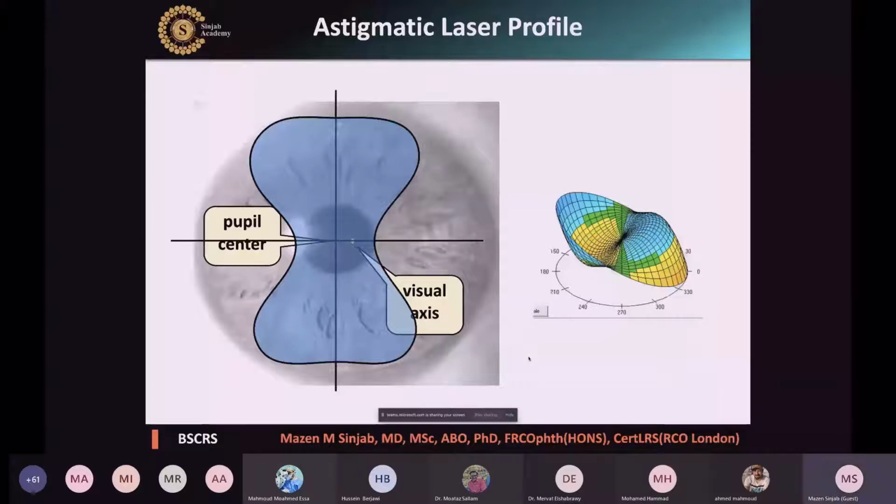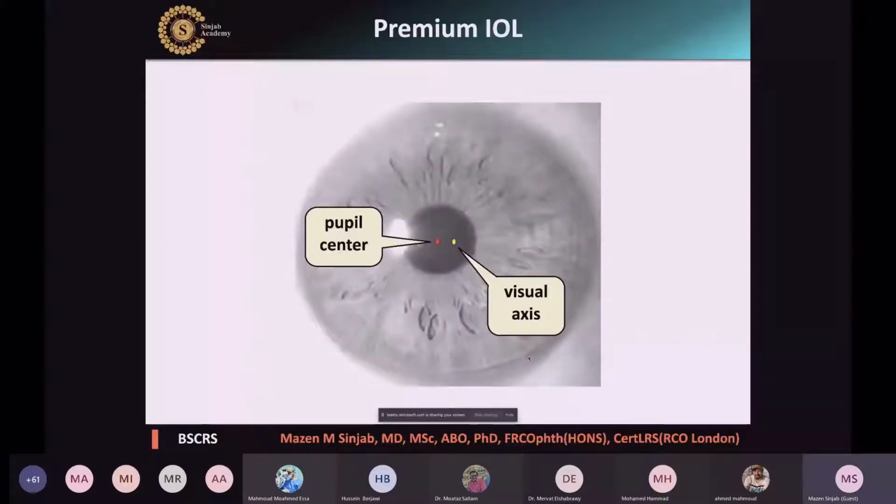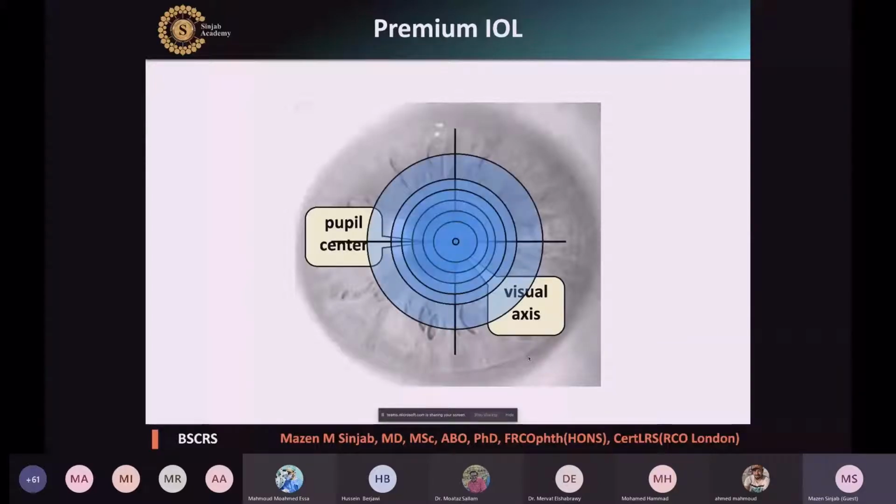For the premium IOL, when we implant it, it will take its place within the bag, and it will follow the geometric center of the bag. So we cannot say, okay, I'm going to push it nasally so that the center of the premium IOL will be on the visual axis. This is not correct, because it will take its place again to be centralized with the bag.